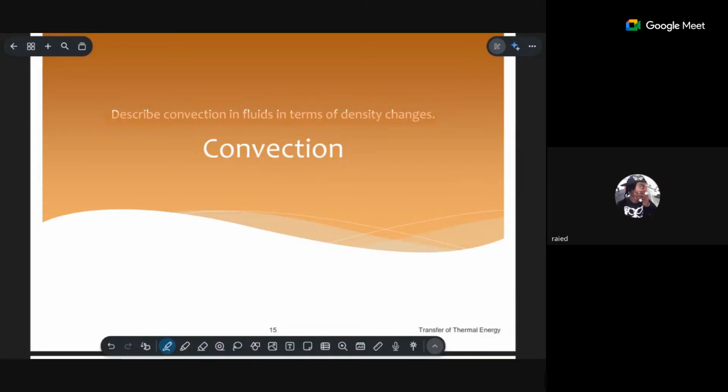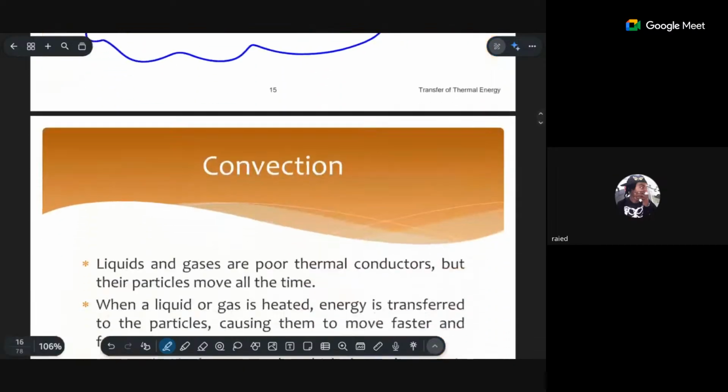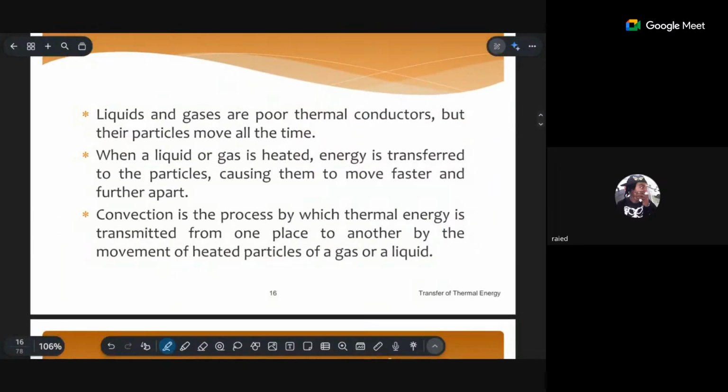This is typically a very easy thing: convection takes place in gases and liquids. Whenever you are talking about convection, you have to remember that convection will take place only in liquids and gases. So what is the mechanism of convection?